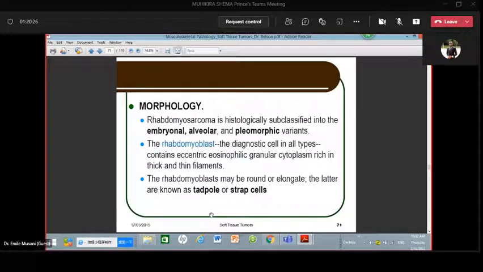Rhabdomyosarcoma is histologically classified into embryonal, alveolar, and some pleomorphic variants. The most characteristic is the rhabdomyoblast, the diagnostic cell in all types, which contains eccentric eosinophilic granular cytoplasm rich in thick and thin filaments. Rhabdomyoblasts may be round or elongated, also known as tadpole or strap cells.